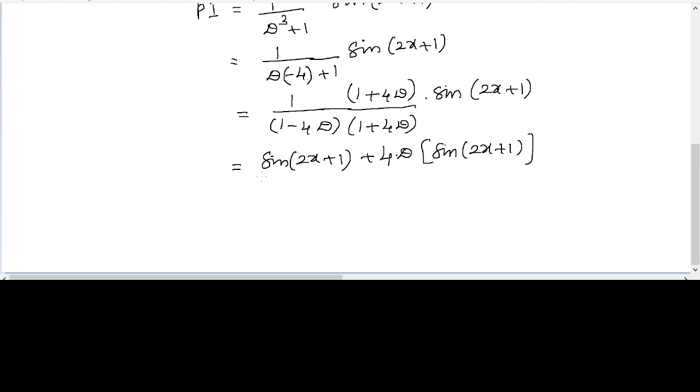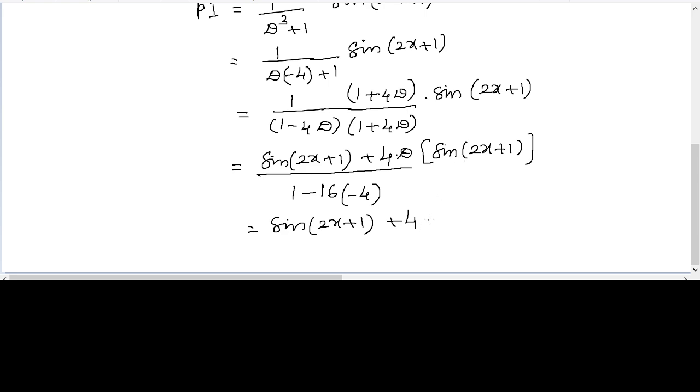Okay, and in the numerator we need to multiply. This is just like (a minus b) into (a plus b), which gives us 1 minus 4d square, right? So (4d) whole square becomes 16d square, and thereby we have to replace d square by minus a square, right? So that is 1 written as it is minus, 4 into 4 is 16, d square means minus 4. Okay, so now by simplification we get sine of (2x plus 1) plus 4 into d of that.